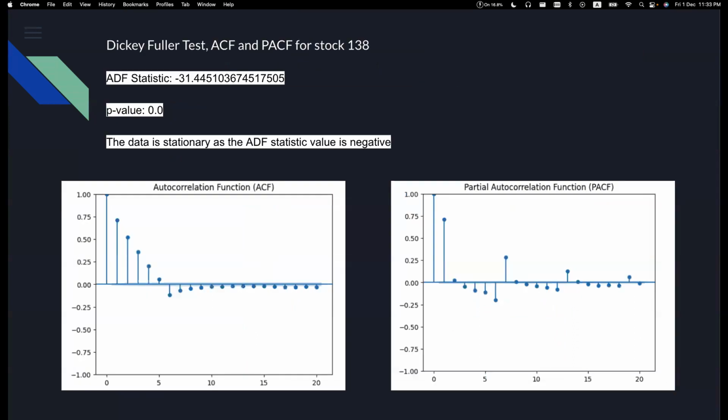Yeah, so for each stock, we did the Dickey-Fuller test, ACF and PACF, and we got these values. For this stock 138, we got the ADF as a negative value, so we can say that this is stationary. For all the stocks, we got stationarity. Next slide, please.